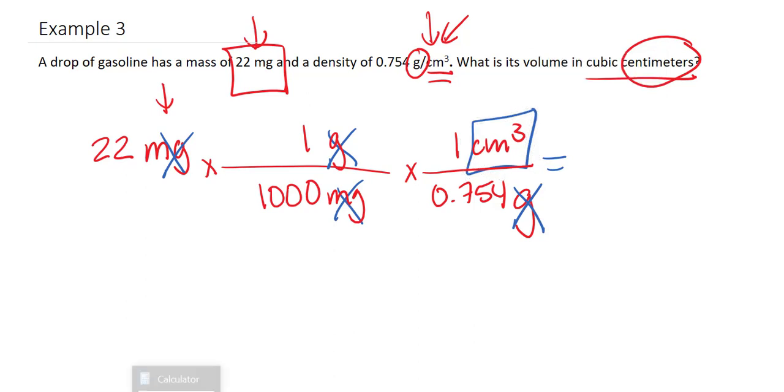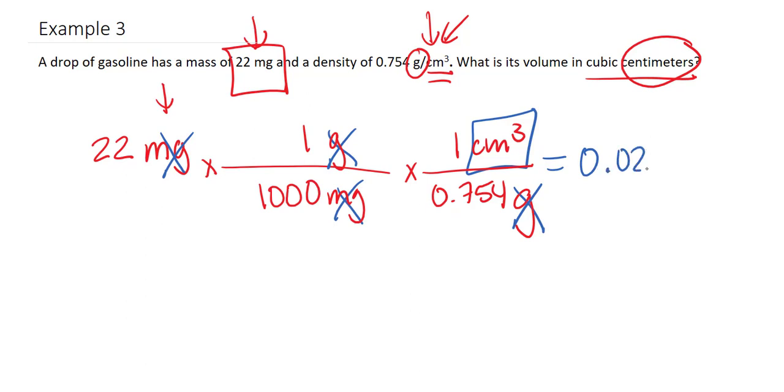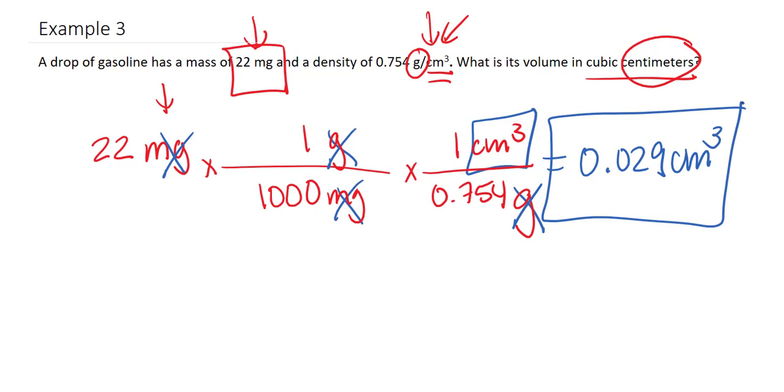So now we just get our calculators out and go ahead and do this. 22 divided by 1,000, and then we're going to divide it by 0.754. So we get 0.029. So we'll just go to the third decimal here. And this is in cubic centimeters. So that would be the volume of the gasoline if the mass was 22 milligrams.